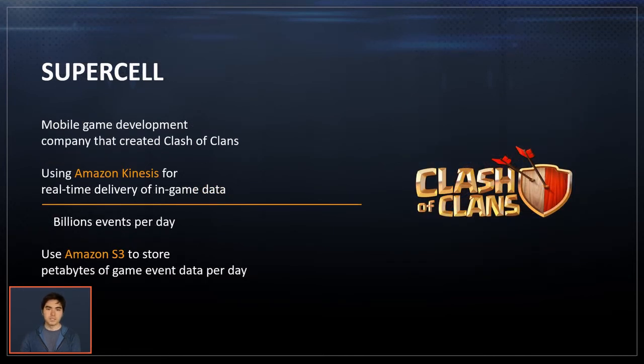The next example we're going to look at is Supercell. And remember, we looked at a quote from them earlier in the talk. Again, they're well known for their titles like Clash of Clans and Clash Royale. And they're also using Amazon Kinesis for real-time delivery of in-game data. In their case, 45 billion events per day. That's a massive scale. So it just goes to show how high Kinesis can actually scale up. And they're also using Amazon S3 to store 10 terabytes of game event data per day. So they're just ingesting massive, massive amounts of data.